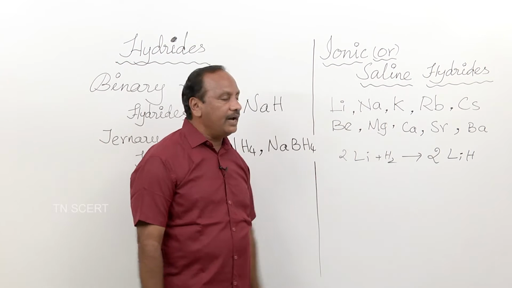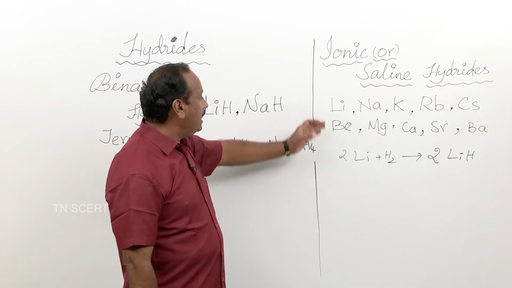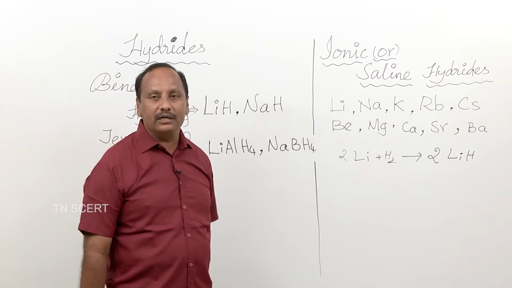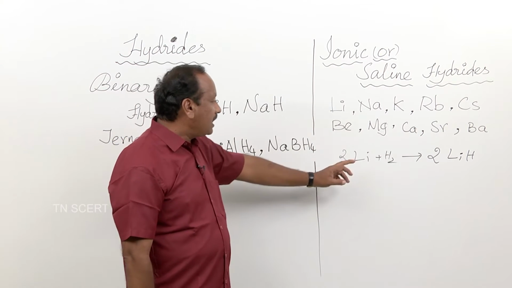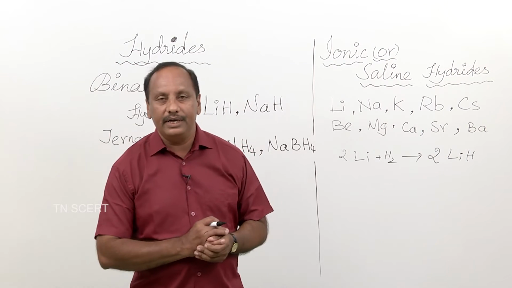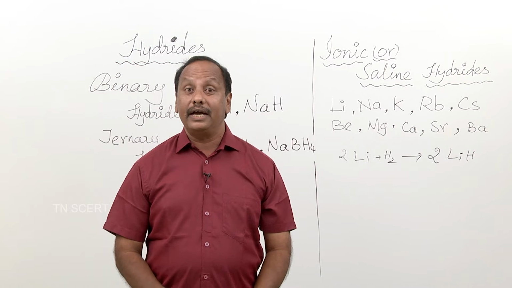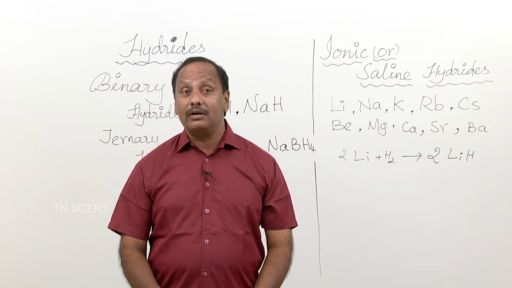So, how are the ionic hydrides prepared? By heating the electropositive elements such as alkali metals and alkaline earth metals with hydrogen to about 400 degrees Celsius. These hydrides have a high melting point, they are crystalline in form, and they are salt like in nature.